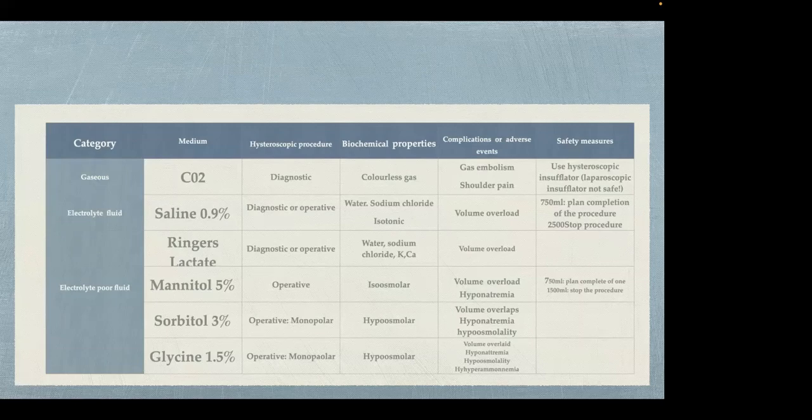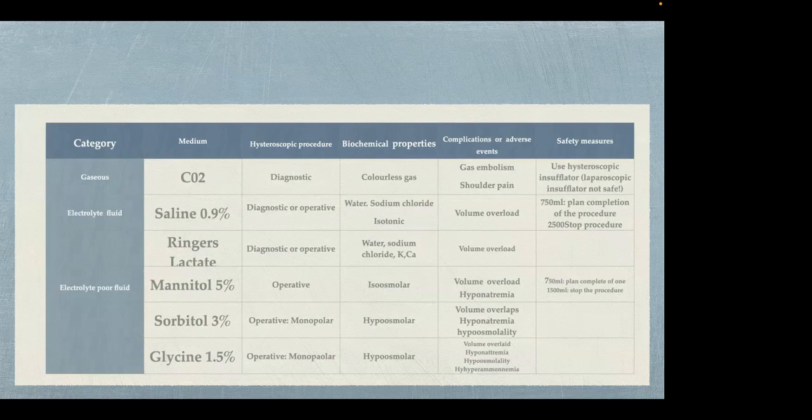Then we can also use the electrolyte-rich fluids like saline or Ringer's lactate, and we can use these for both diagnostic and operative procedures. On the biochemical properties, we know that saline has water and sodium chloride, and it's isotonic. And Ringer's lactate, in addition to water and sodium chloride, also has potassium and calcium. The main disadvantage or complication from using these electrolyte-rich fluids is volume overload. When we have used about 750 mils, we should be planning to complete the procedure. And by the time we use 2,500 mils, we should be ready to stop the procedure.